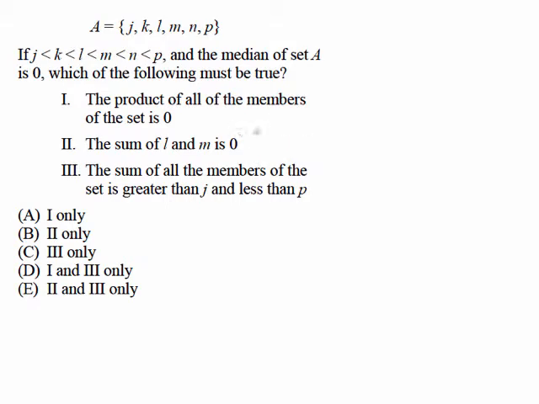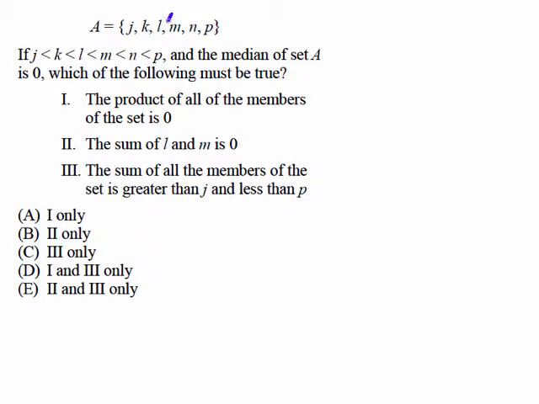Okay, so first things first, we're talking about the median of this set. We know that they're already in order: J, K, L, M, N, P. We know that there are 6 elements, right? So the median is actually not going to be one of these elements. It's going to be the average of L and M.